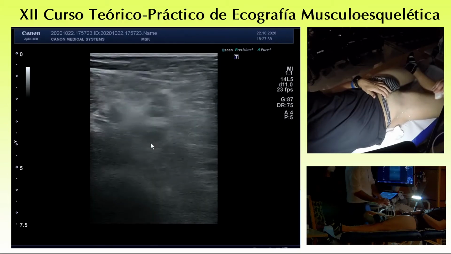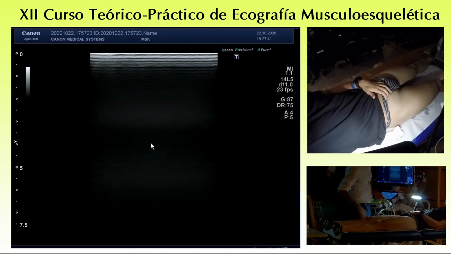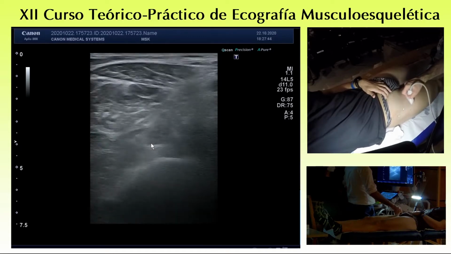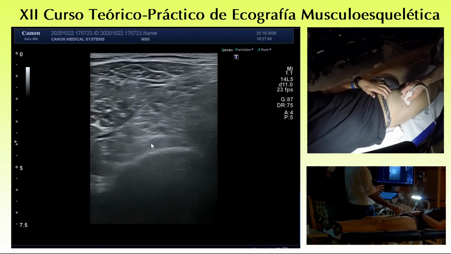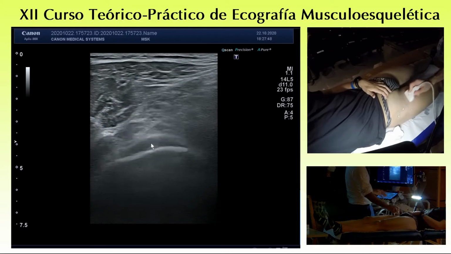And okay, this is more or less all the anatomic demonstration for the anterior hip.